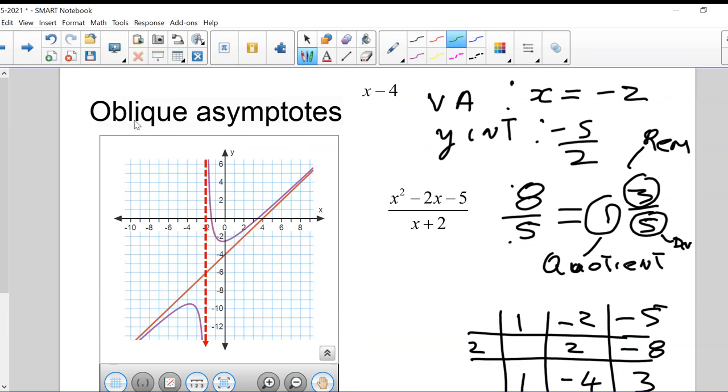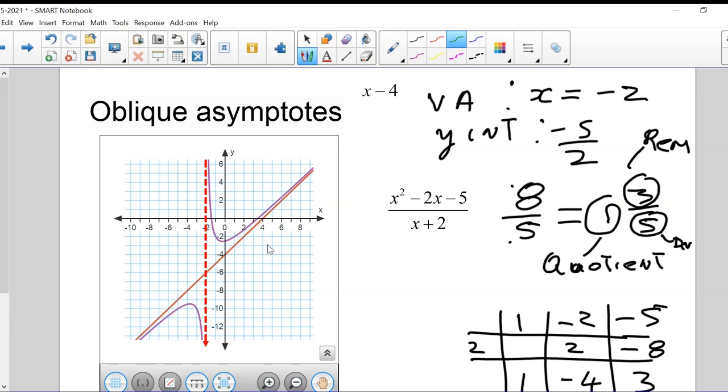Now, I said oblique because it's not a horizontal line. It's still a line, but it is a line with a slope of some kind. So it could be a negative or a positive slope. But if it was horizontal, it would be a horizontal asymptote.